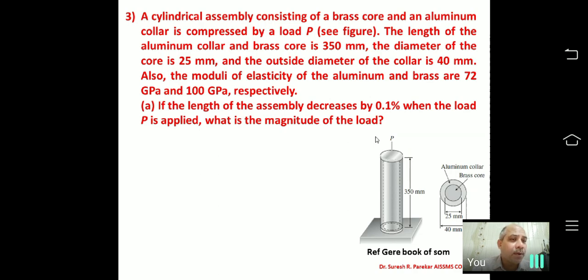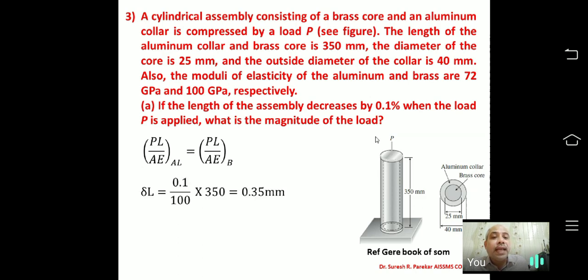So we know this is a composite bar. So delta L by brass and delta L by aluminum should be the same, because whenever we have a bar that is composite, then my deformation should be the same. So now in this formula we have PL upon AE of aluminum equal to PL upon AE of brass. Now how much delta L is allowed, or for what delta L value we have to find P, that is for 0.35 millimeters.